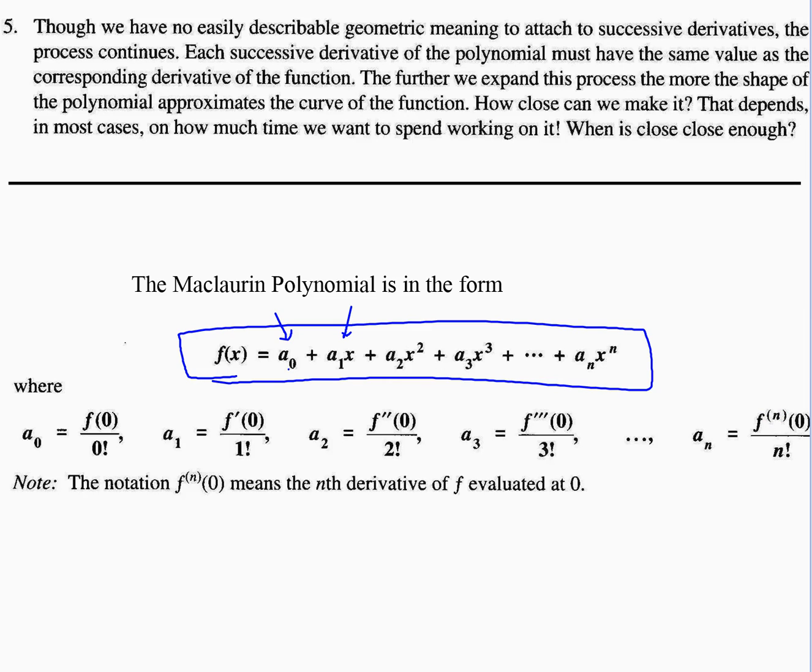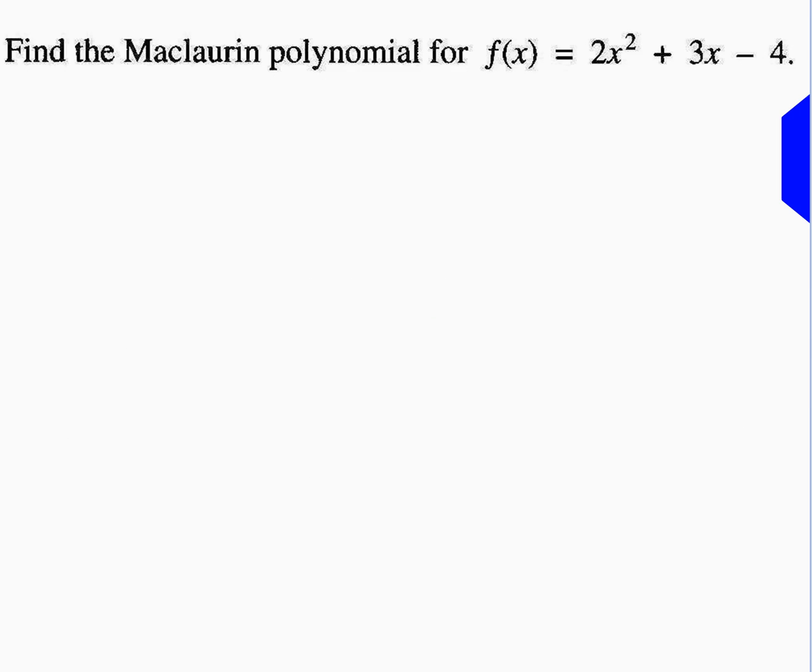It is a process. It will take you some time at first to remember these different things, but once you get good at it and get some practice at it, it won't take very long. It does help to fill out a table too when you go through this, and so we'll be doing that. So here's our first one. Find the Maclaurin polynomial for f of x equals 2x squared plus 3x minus 4.